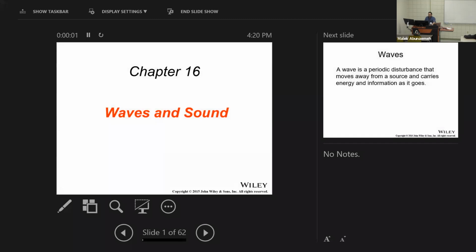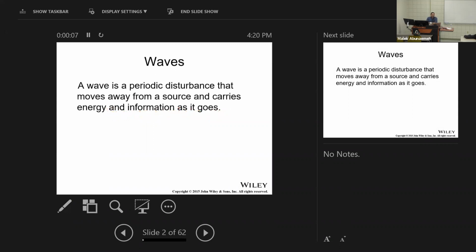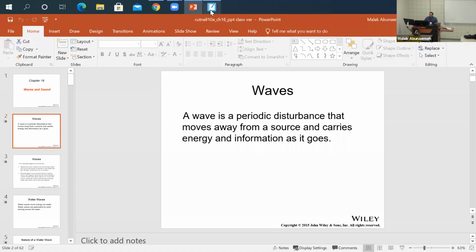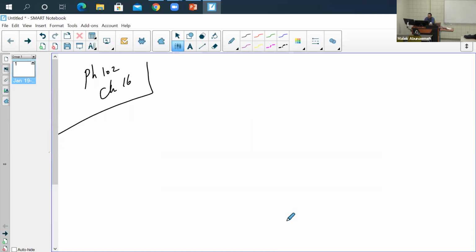All right, so waves. When we talk about a wave, what's a wave? A wave is a periodic disturbance that moves away from the source and carries energy and information with it. Let's say I have a rope over here. If I take the end of that rope and move it to the top, you're going to have that rope going something like this.